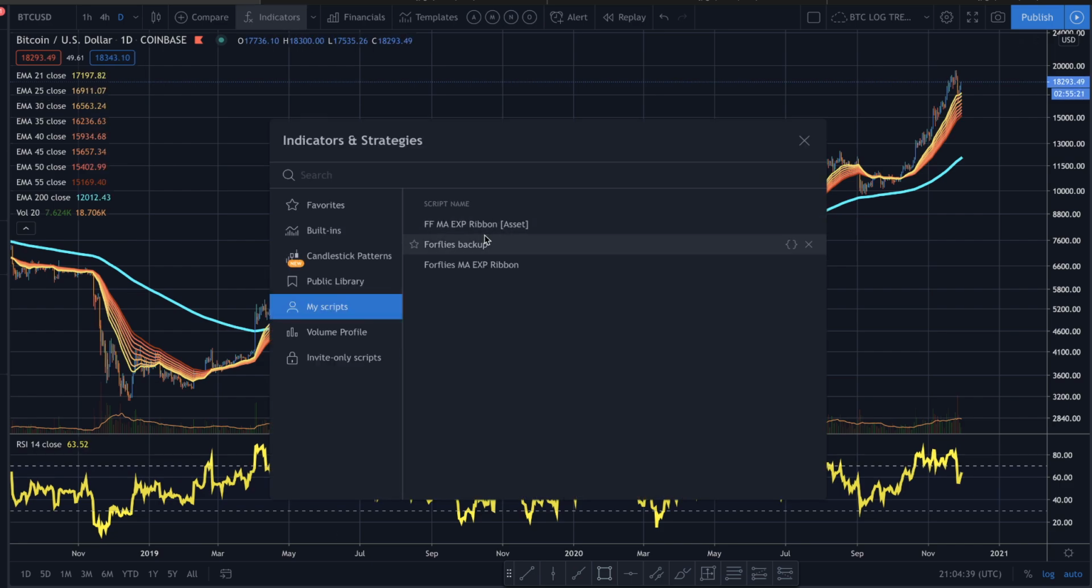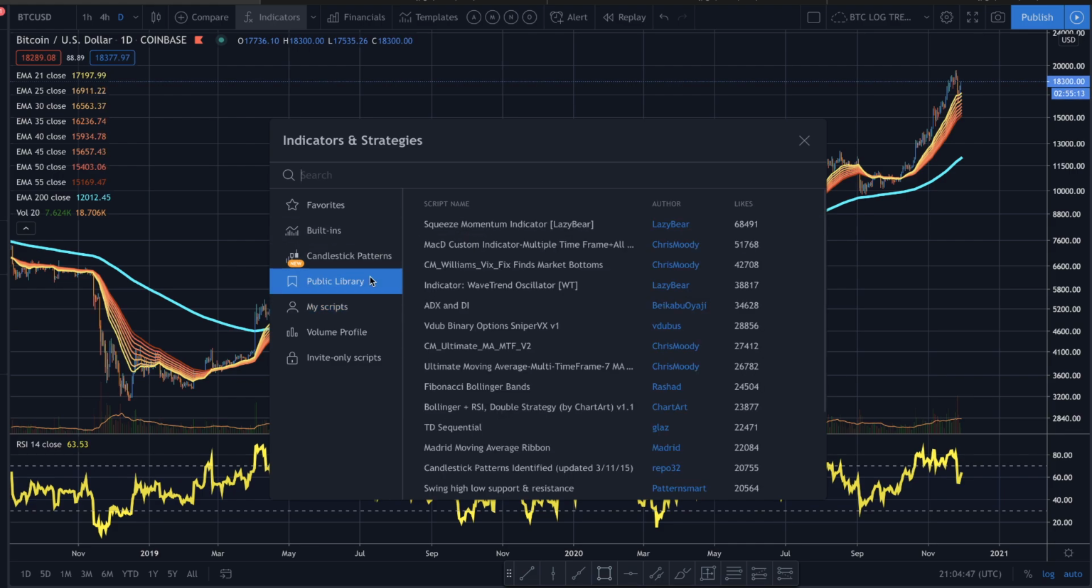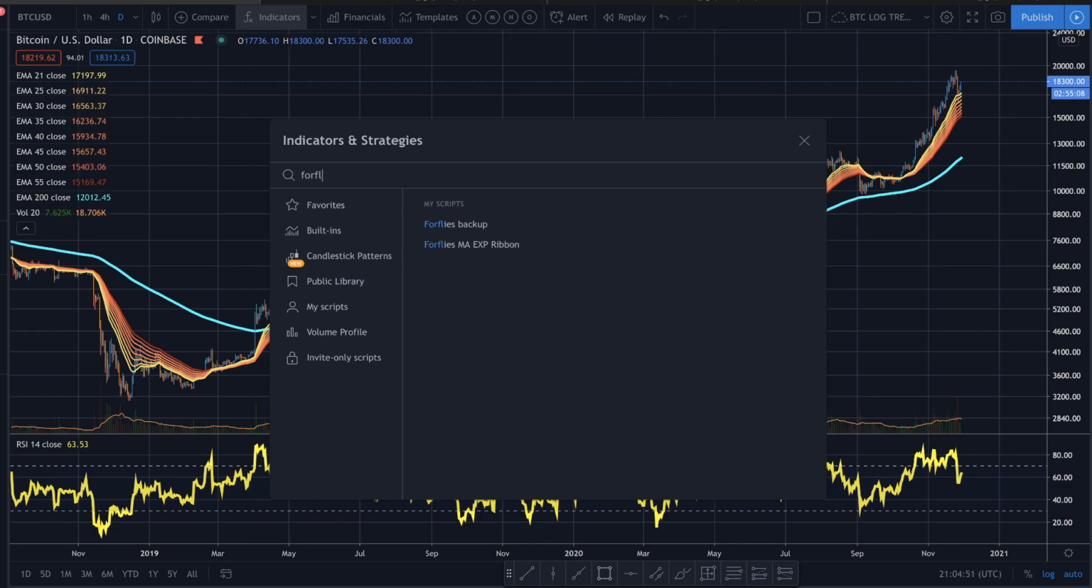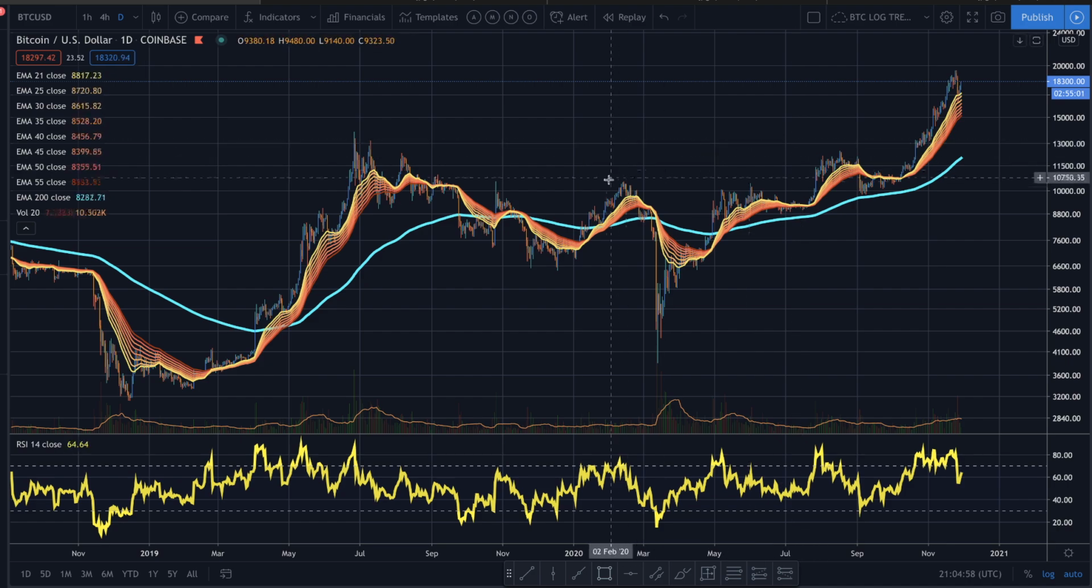However, what I've done for you a long time ago is I've created a script for it called the FORFLIES moving average exponential ribbon. So all you need to do is go to the indicators tab up here and type in FORFLIES, and you will see right there, this is publicly available just for you guys. So you can go ahead and click on that, and it's going to give you the same ribbon I'm playing with right now. And what is this?